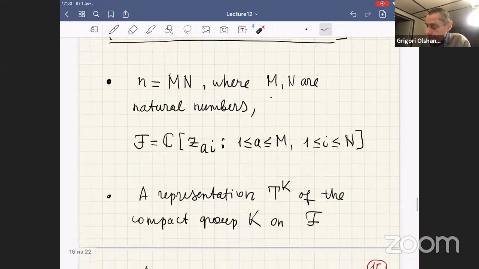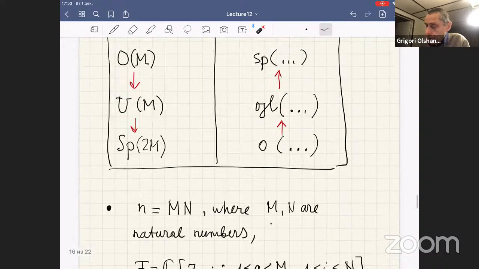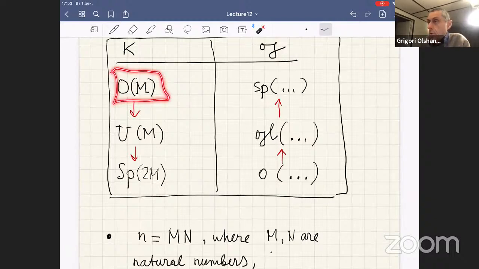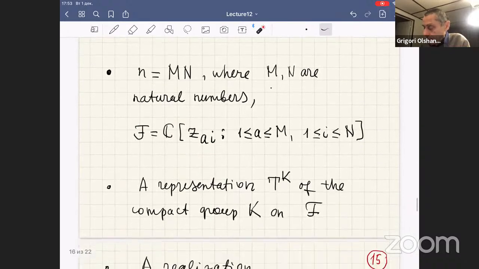Next, we have, I will define it later, some unitary representation. This is my notation of the compact group on this Fock space. So this group, we have three cases, this one, and this one. And in each case, this group is represented by some unitary operators on our Fock space. I will explain later how to do that.